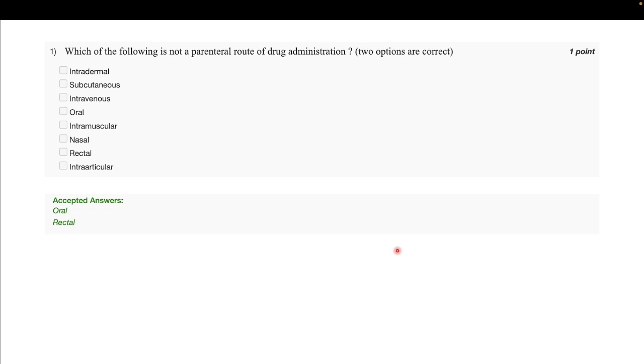The answer to this question is oral and rectal. What parenteral means is drug administration into the body which bypasses the gastrointestinal path. Delivering drugs by a route that does not include the gastrointestinal path is considered parenteral. So it could be intradermal, subcutaneous, intravenous, intramuscular, nasal, or intraarticular. Oral and rectal are both a part of your gastrointestinal path, so these are not parenteral routes. Is it clear?